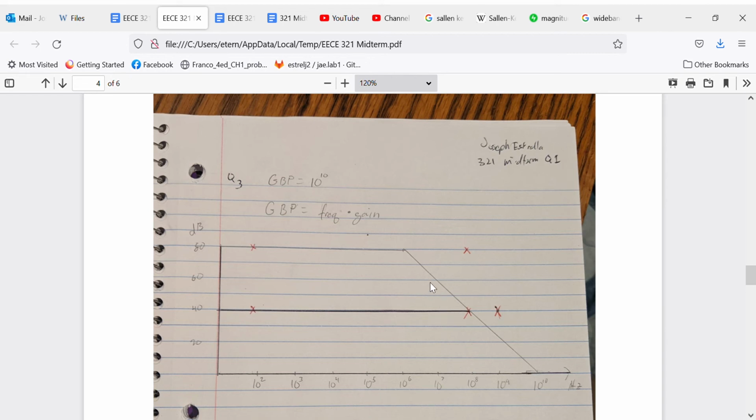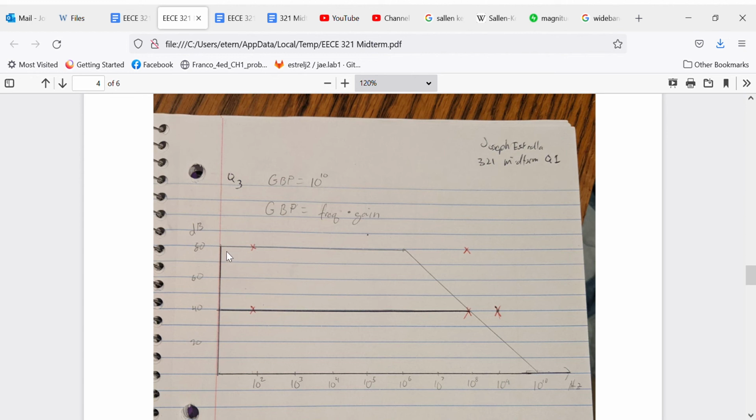So it's a trade-off. If gain is the priority and we only need frequencies of 1000, we can go all the way up to 10 to the 6th. But the more bandwidth we require, we have to sacrifice gain. If for whatever reason we had an application where we needed 10 to the 9th hertz, the most gain we could use would be 20 dB. So it's just a constant trade-off.